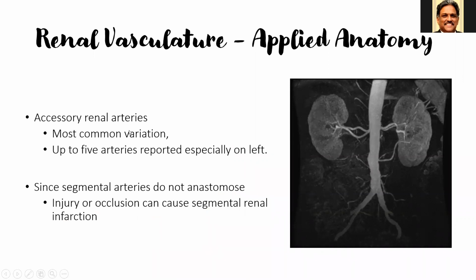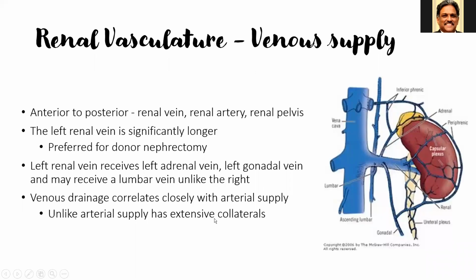The applied anatomy in relation to renal vasculature: one of the most common anomalies seen with renal arteries is the presence of accessory renal arteries. It is more commonly reported on the left side. Up to 5 accessory arteries can be seen apart from the main renal artery on the left side. One more very important point is that the segmental arteries of the kidneys do not anastomose with each other. They are basically end arteries, so an injury or occlusion to a segmental artery can cause segmental renal infarction.